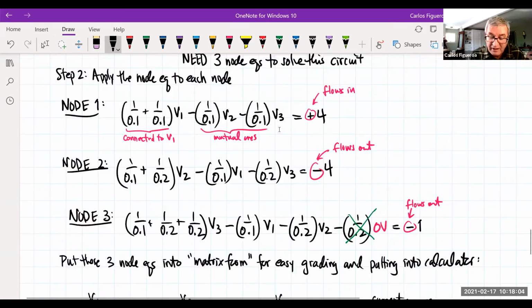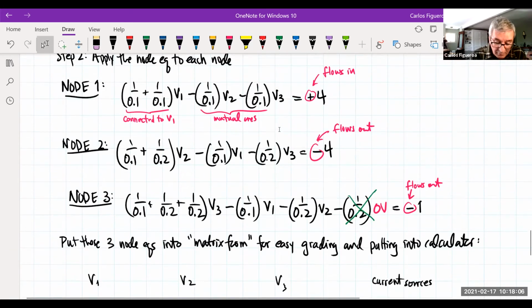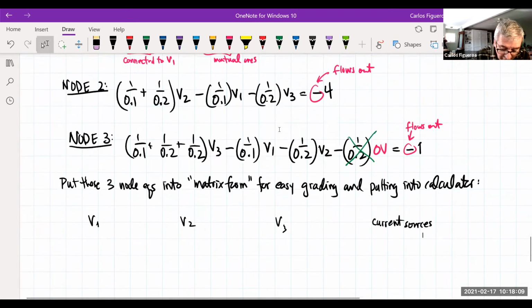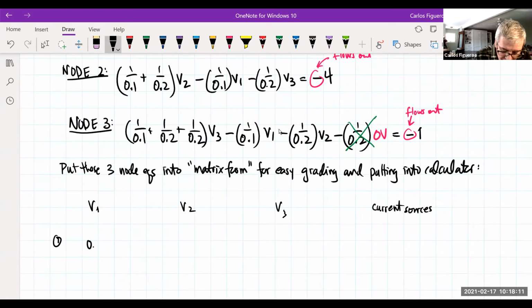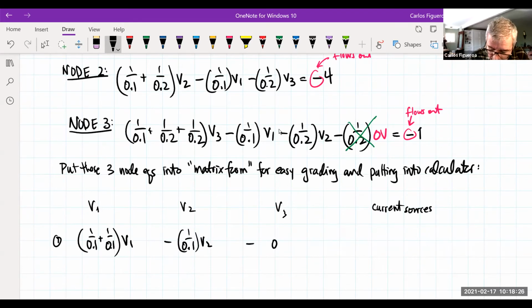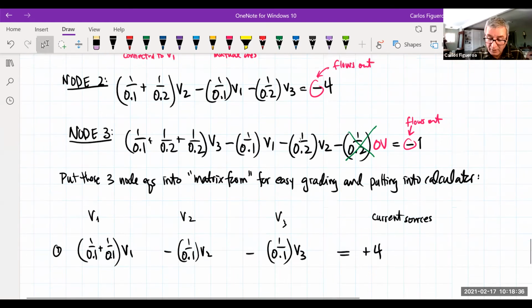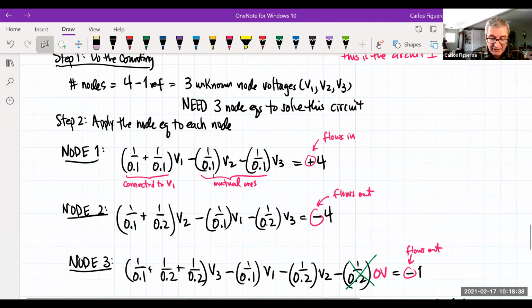Well, note it's already in that form. So I'm going to write it. In the first equation, it's going to be 0.1 times V1. There's a second term here, and that's 0.1 V2. There's a third term, 0.1 V3. And then this current source we already saw was +4. Right? So it's just this equation right here. Now I'm going to go to the second equation.